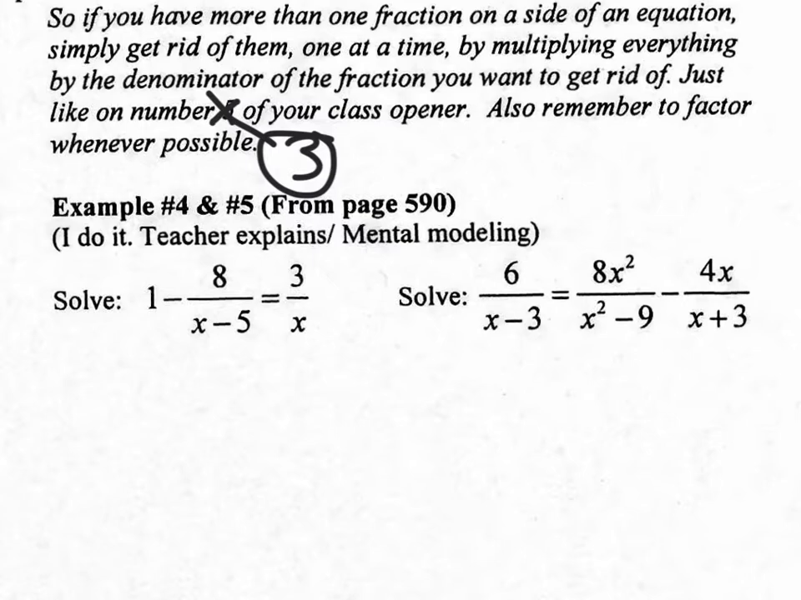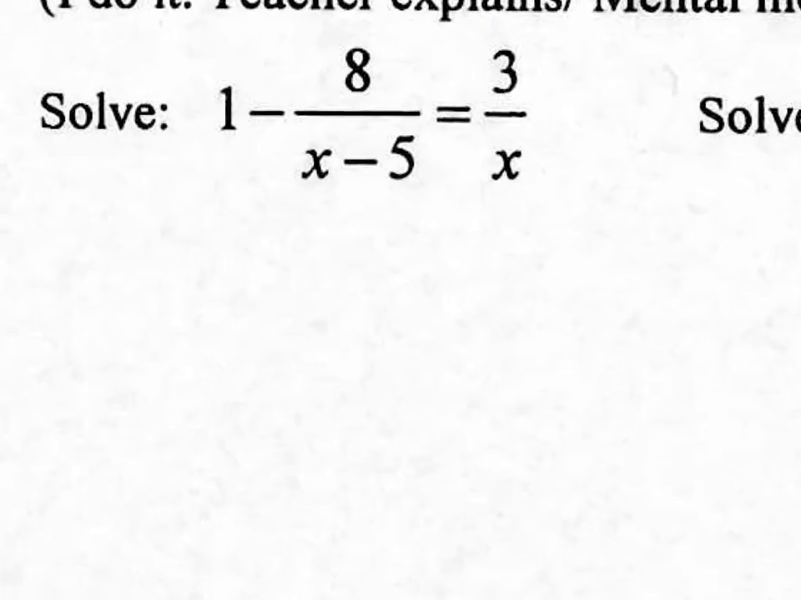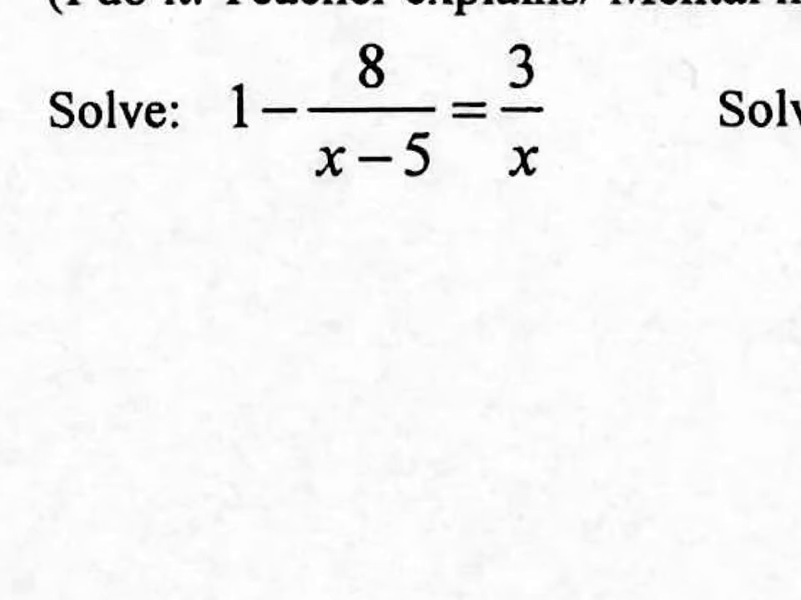Now I'm actually going to go over two different methods. One method is to get rid of all fractions at once. Another method is to get rid of one fraction at a time. Okay, so let me start by getting rid of one fraction at a time. Which fraction would you like to get rid of first? This fraction or this fraction? That fraction, the 3 over x? Okay, the 3 over x.